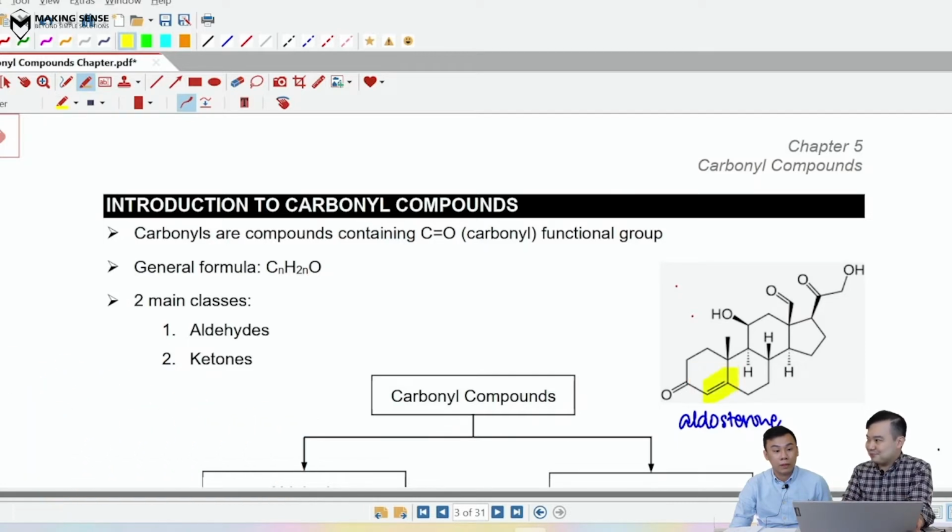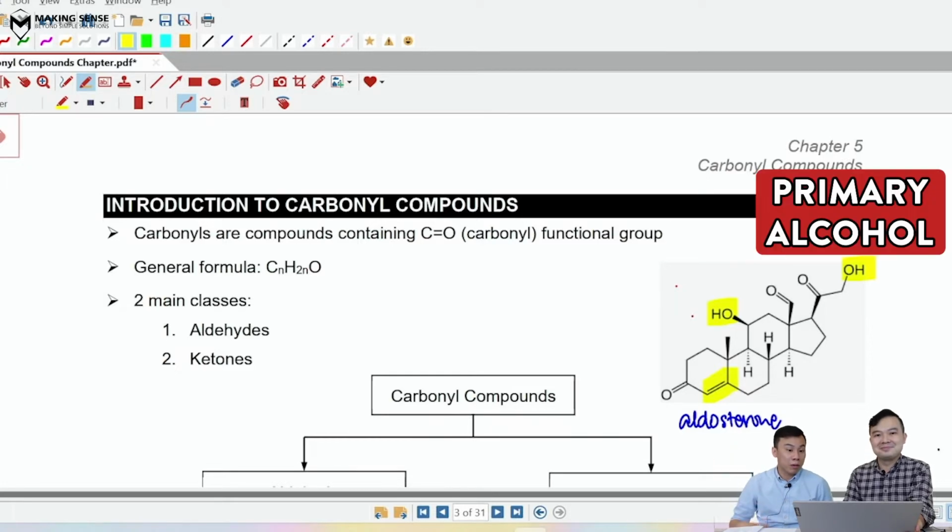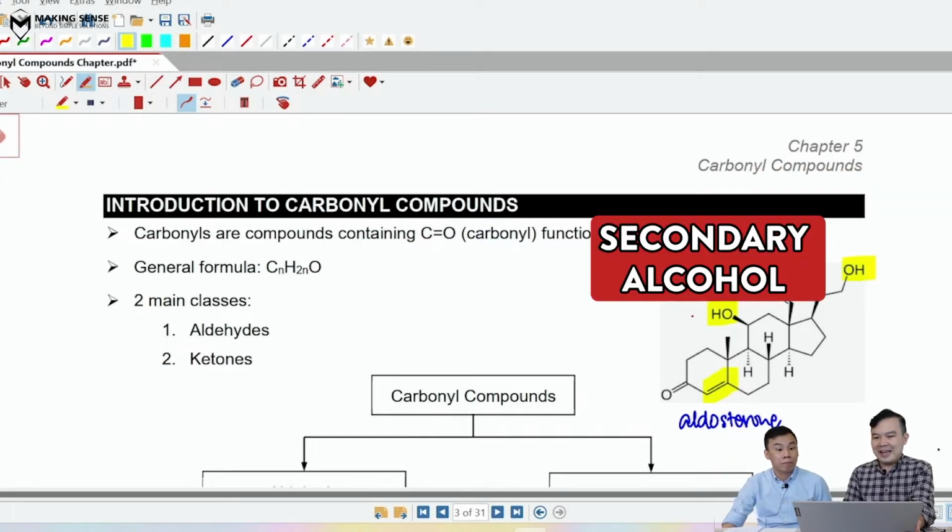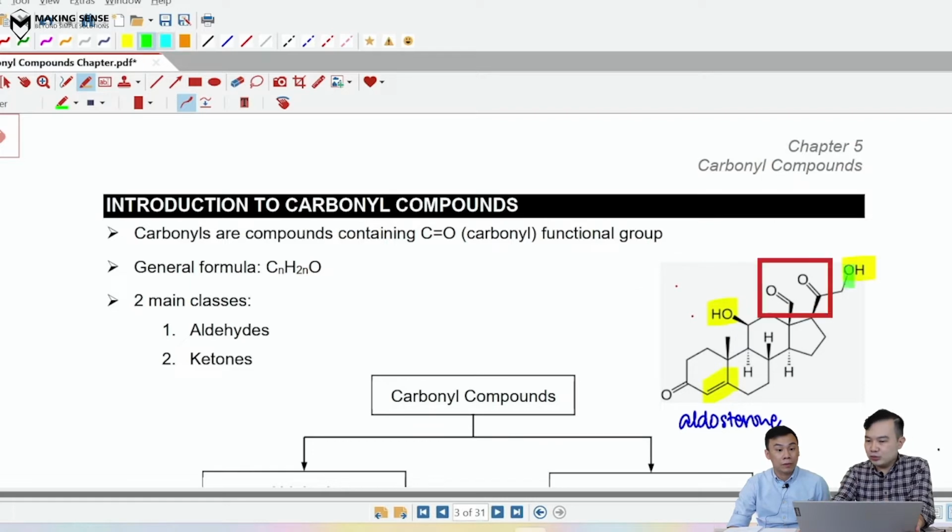What kind of functional group is that? This is an alkene functional group. We have seen this before, right? Now, we have also seen an OH over here. There are two OHs. What functional groups are those? The one on the top right is a primary alcohol. The other one is a secondary alcohol. We also observe that there are two more new, unknown functional groups over here. Mr. Yap, can you bring us through it? What functional groups are these?